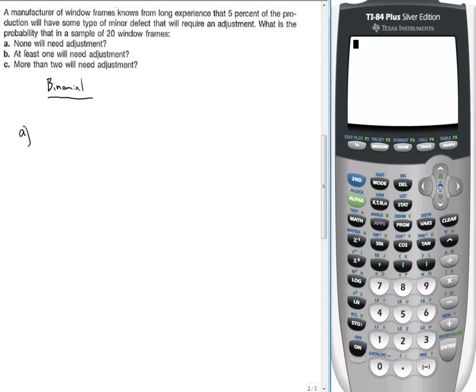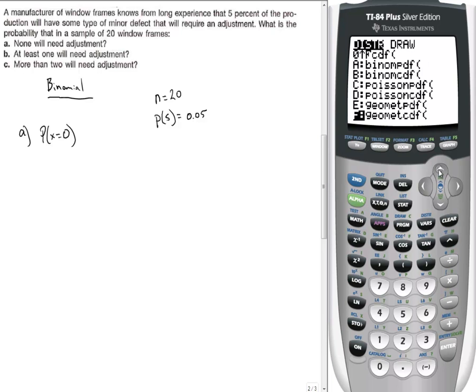Now we can say, probably none will need adjustment, so that's the probability of x equaling 0, and we know n here is going to be 20. Probability of success is going to equal 0.05. Now we just need to put it on the calculator and get our answer. So we go to distributions. We're using PDF because we want the probability that exactly none will.